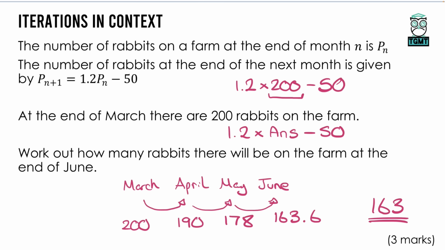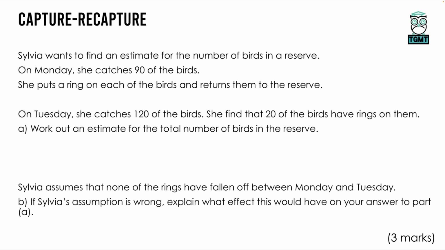That's a real-life iteration, and it's more the process there than worrying too much about how we're going to round that final answer. But it's a real-life scenario here, so we should be at least giving a whole number for this type of question, and recognising that we can't have a decimal amount of rabbits. But there we go, there is our iterations in context. There's a lot of words in this question, but the actual maths is quite short to do.